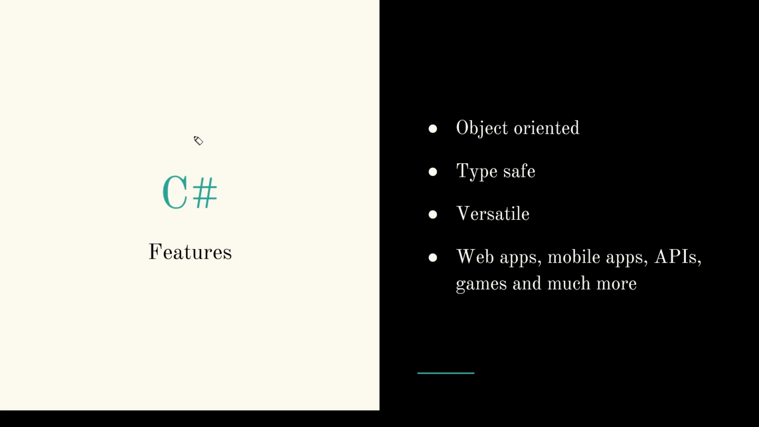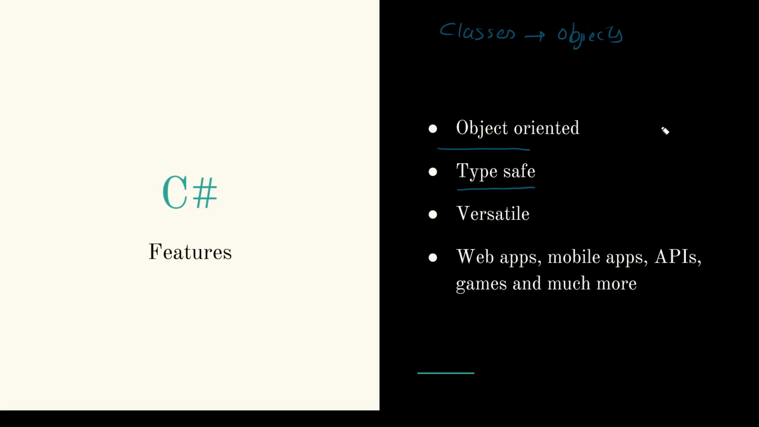In this part of the video we will understand the features of C Sharp. So first of all, C Sharp is an object-oriented programming language. It means we will create classes and then we will create objects of those classes. If you don't know what classes and objects are, don't worry, we are going to study them in the future videos.